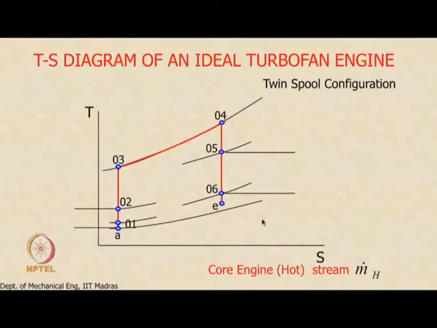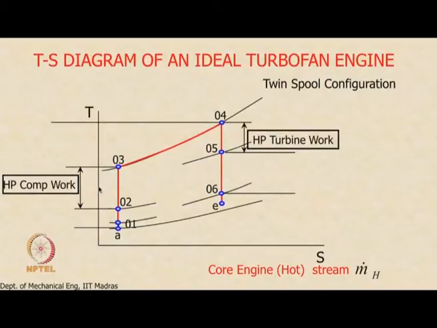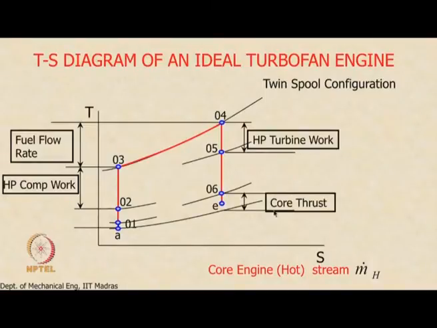Now, this is the HP compressor work, and remember the HP turbine produces enough work to run the HP compressor. So HP turbine work is equal to HP compressor work for the core engine, and this of course is proportional to the fuel flow rate. This is where we are adding heat in the combustor in the core engine. The fan stream is cold throughout, so there is no heat addition there, and the thrust produced by the core engine is indicated here. So this is the core thrust, and if it is under expanded, there is going to be additional pressure thrust also available from the core engine.